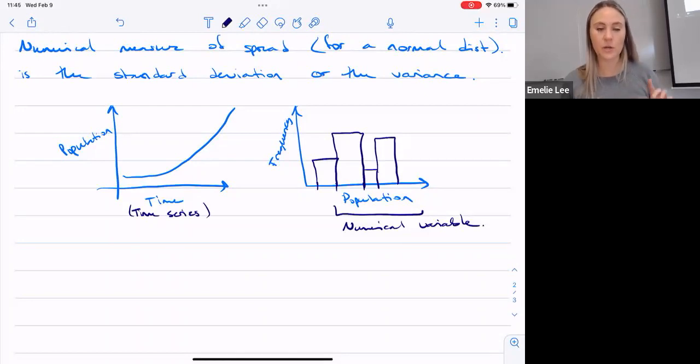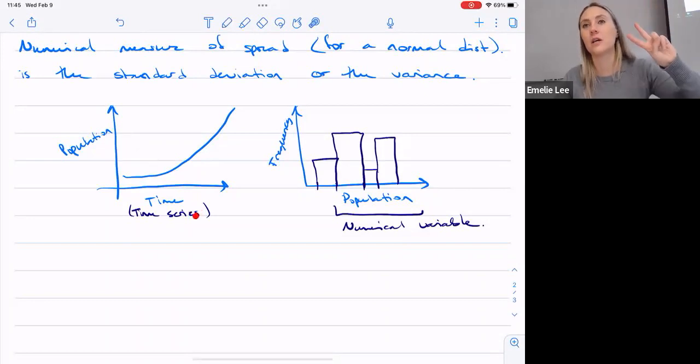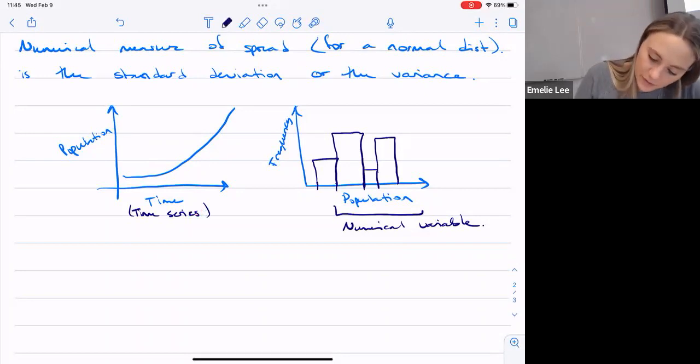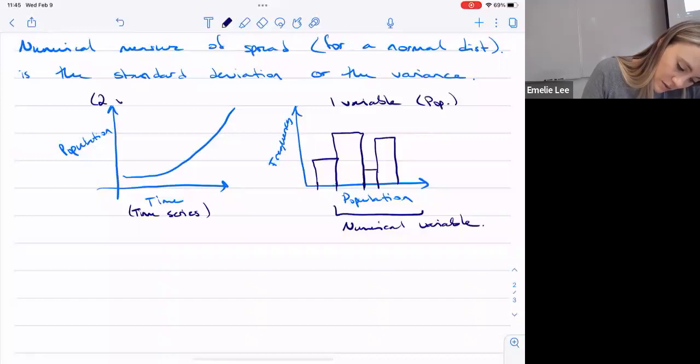But yeah, so histograms are only for one variable, whereas here, if you look at the population on the y-axis and the time on the x-axis, then you've got two variables, right? Population and time. So then here, this is one variable, which is population, and this is two variables. Population and time.